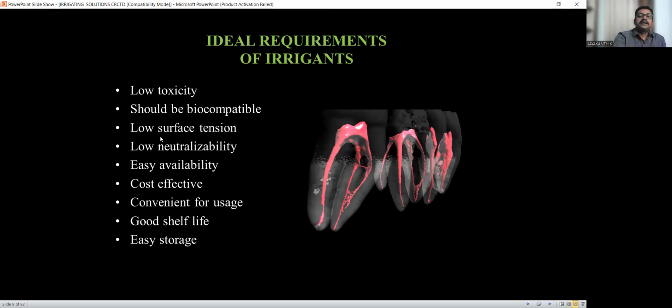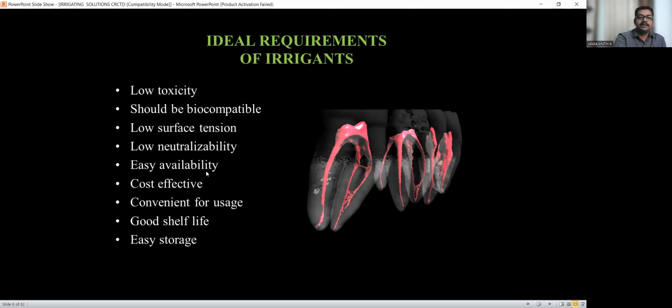When a root canal irrigant has a low surface tension, it is very easy for that irrigant to reach into the ramifications of the canal, lateral canals and accessory canals, and clear away the microbes. Next point is low neutralizability. It should not be easily neutralizable when you apply it into the root canal system as an irrigant.